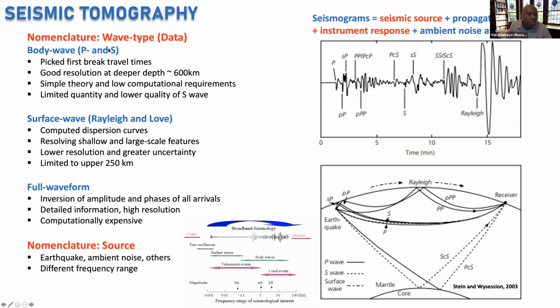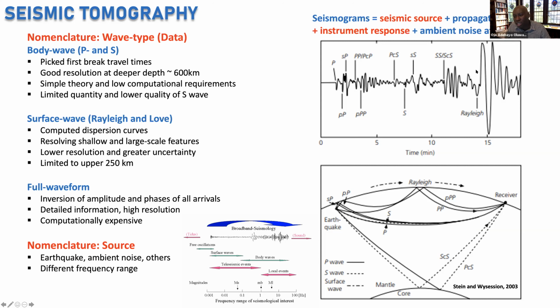But one issue with this method, especially when you want to pick S wave, is that S wave is always contaminated with the coda wave that comes after the P wave. And so more often than not, you would not be able to clearly pick many arrivals of S wave. And even if you do, you would most likely have very low quality picks. We also have a tomography called surface wave tomography.